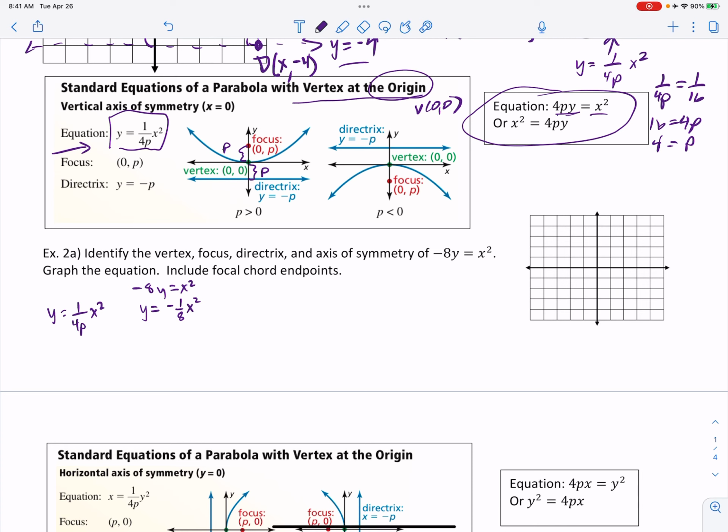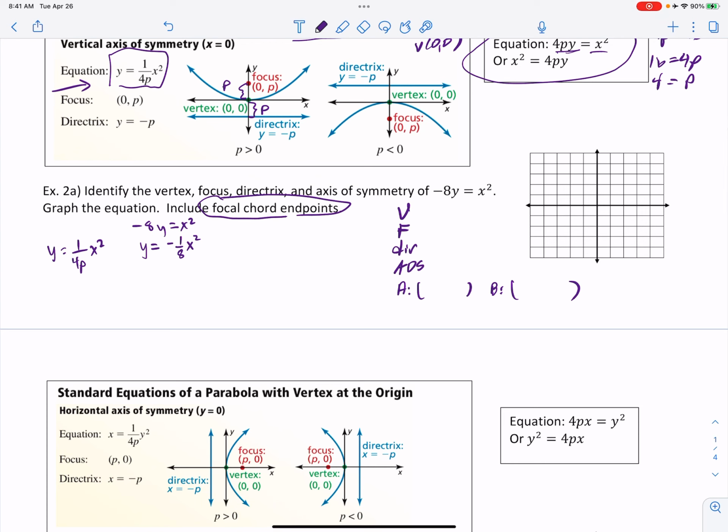I'm going to want you to find the vertex, the focus, the directrix, the axis of symmetry, and include focal endpoints. We'll talk about that as we go. We're going to call those point A and point B. So those are the things that I'm going to want. Well, according to these two equations, 1 over 4p is -1/8, or 8 is -4p. So that means p is -2.